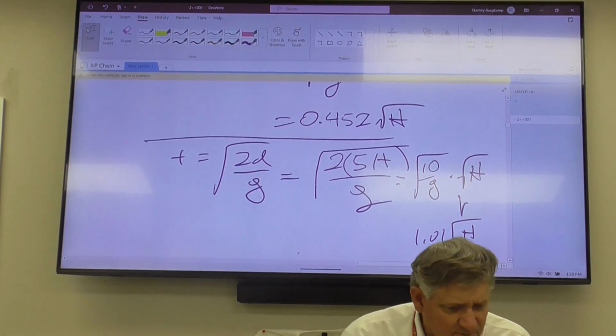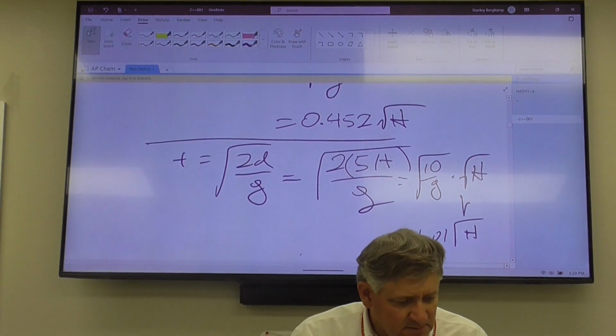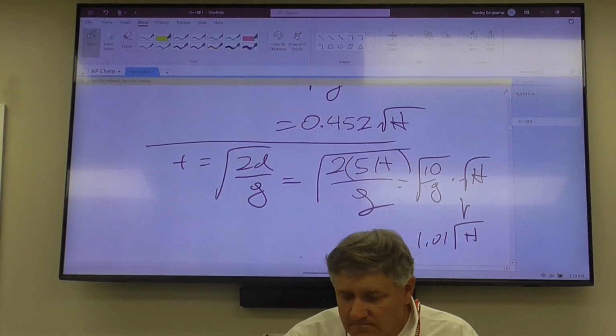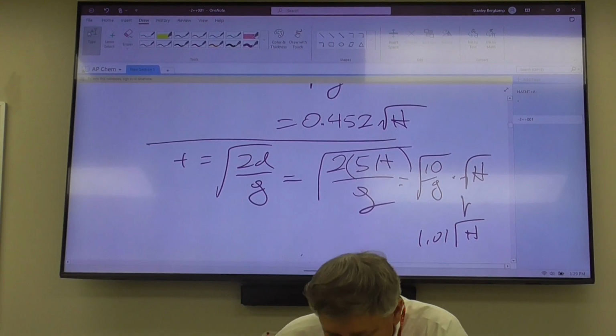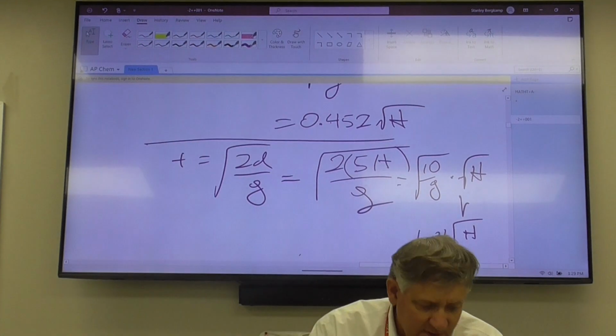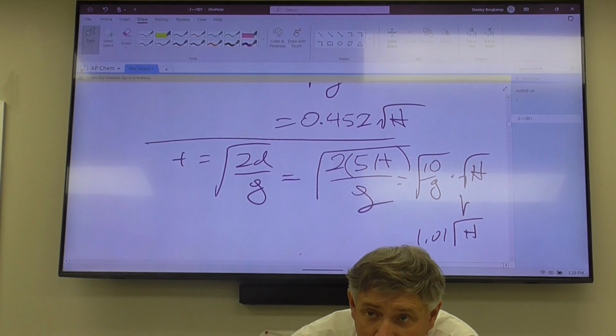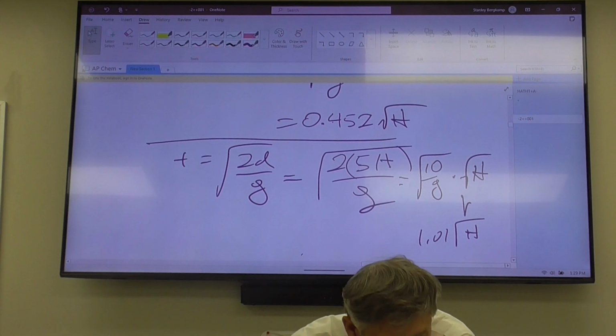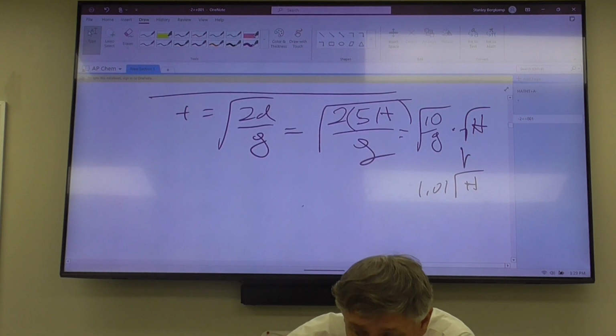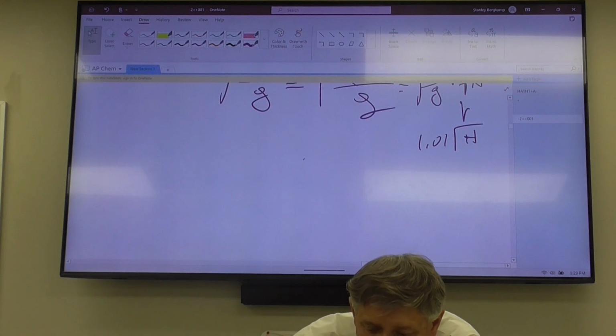All right, which other one did you want? 46. Is that the one with the throwing and the drop? Question. On 46, when you subtract them, do you keep the h variable as well? Oh, yeah, because it's a multiple of h. Okay.